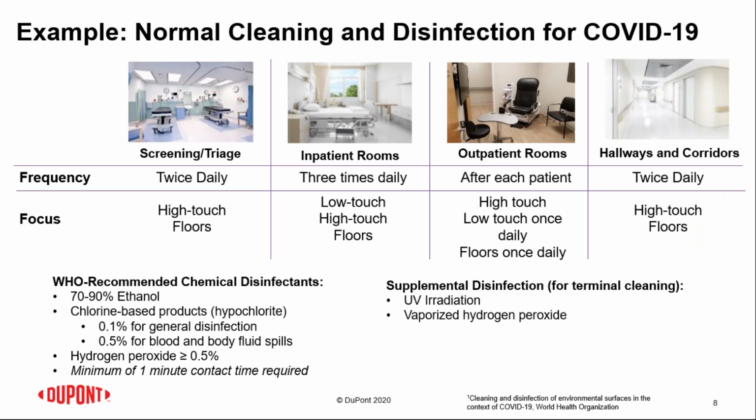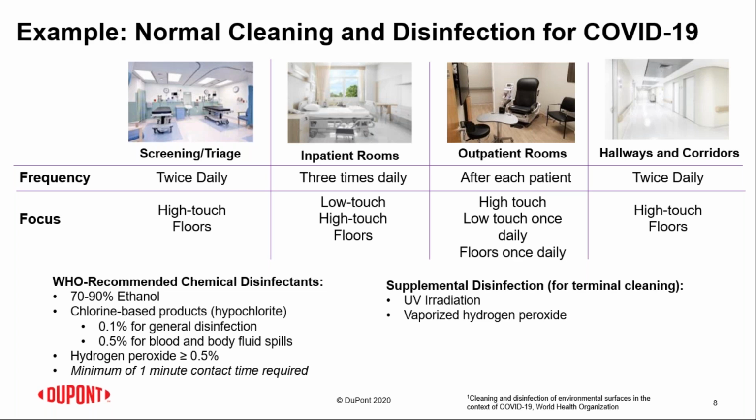So let's take an example. This is a normal cleaning and disinfection procedure for COVID-19, and it's taken from the World Health Organization. They are recommending chemical disinfection for COVID-19: 70 to 90% ethanol, chlorine-based products, or hydrogen peroxide. Each cleaning cycle requires a minimum of 1 minute of contact time. They also suggest that supplemental disinfection can be used for terminal cleaning of a room using UV irradiation at 254 nanometers or vaporized hydrogen peroxide.